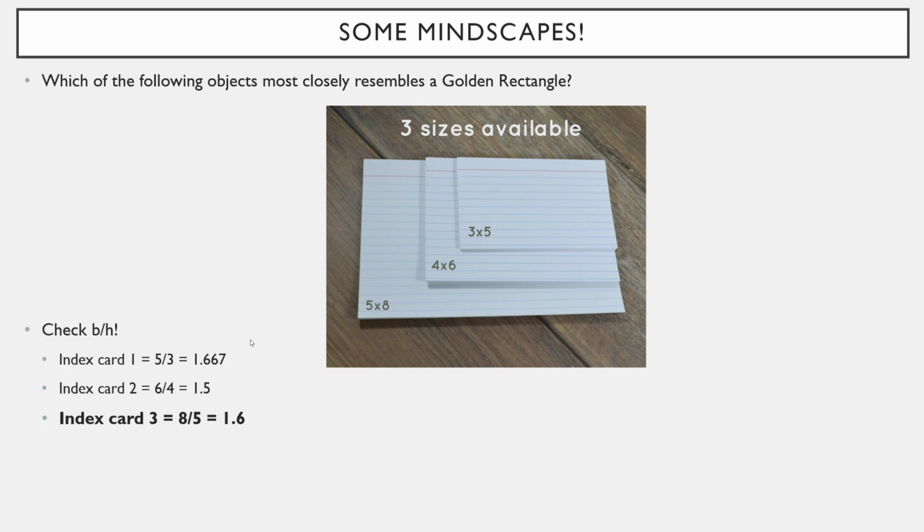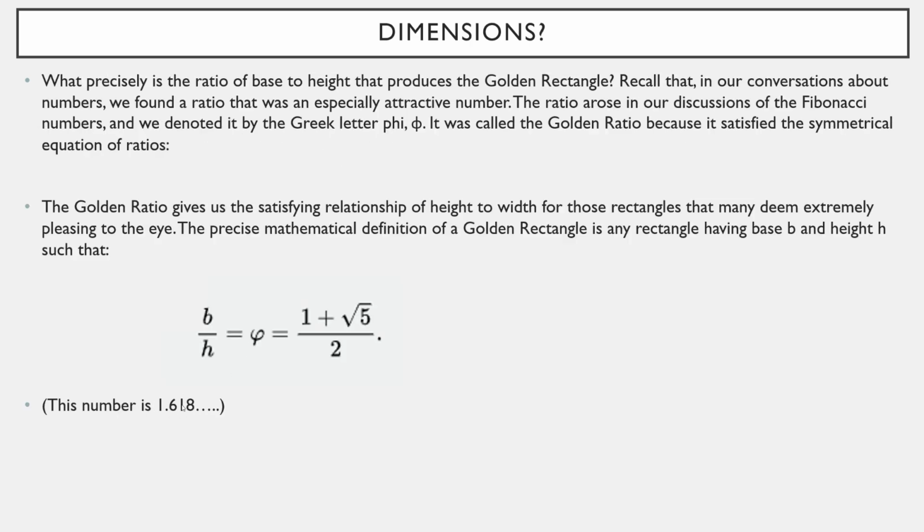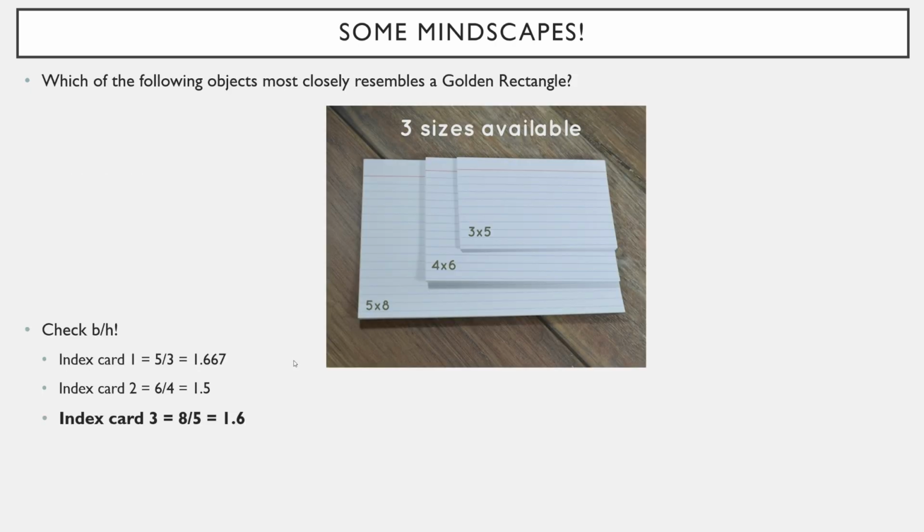Going back, the golden ratio is roughly 1.62. If you look at the 4x6, its ratio is 1.5. And if you look at the 8x5 index card, its ratio is 8 to 5, which is 1.6. This is the one closest to the golden ratio. So the biggest index card here would be closest to the golden rectangle.